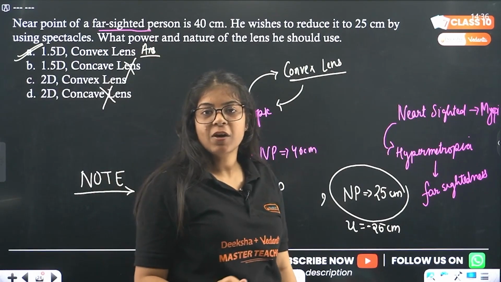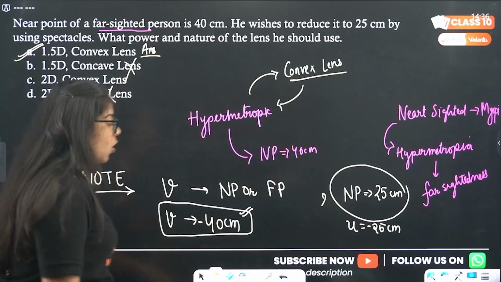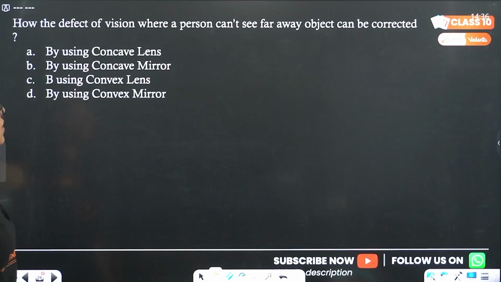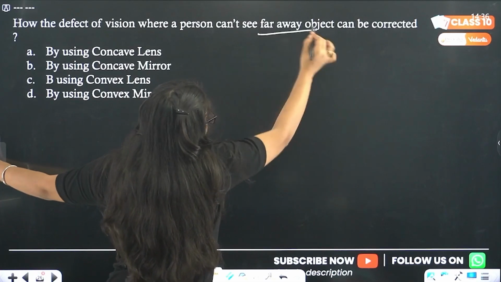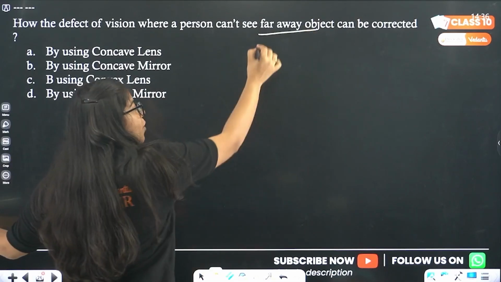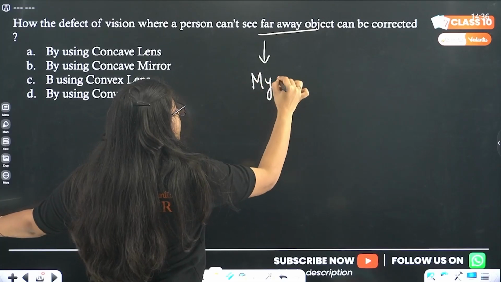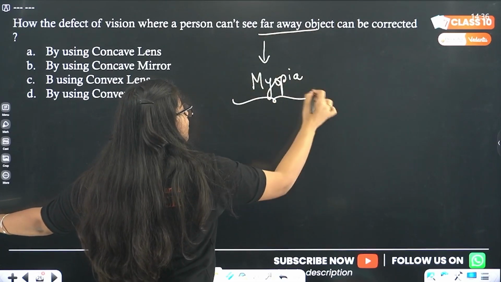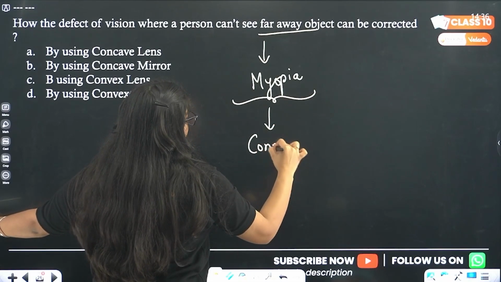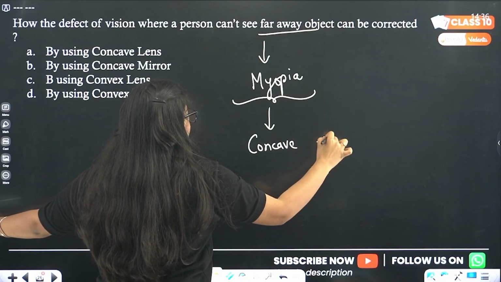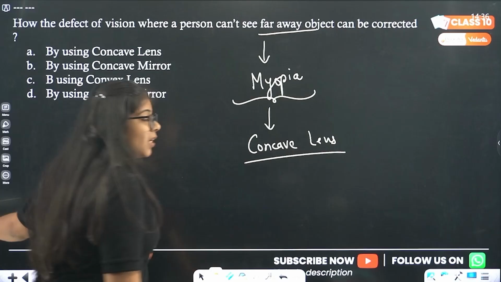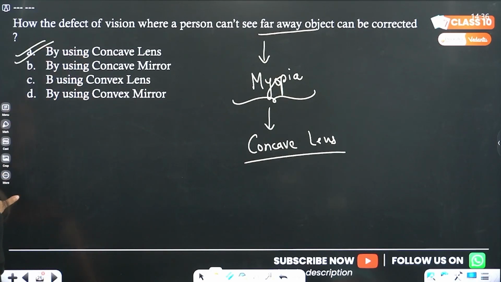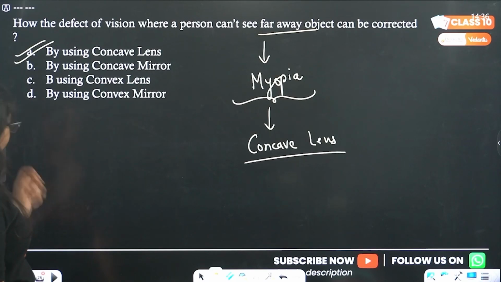Understood the whole scenario? Now let's pick up some pace. Okay, next question on your screen. How can the defect of vision where a person can't see far away objects be corrected? Far away objects means he has myopia. He cannot see far away objects clearly. To correct myopia, we use a concave lens. Understood? Okay, very easy.